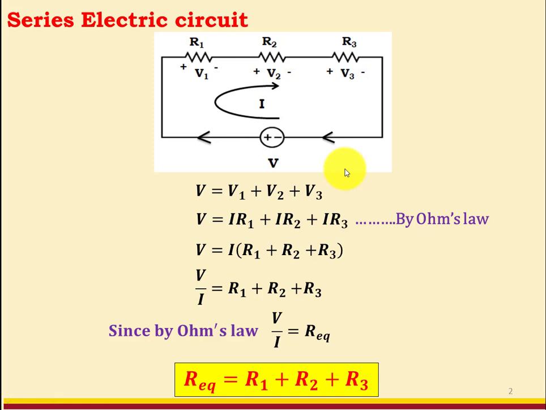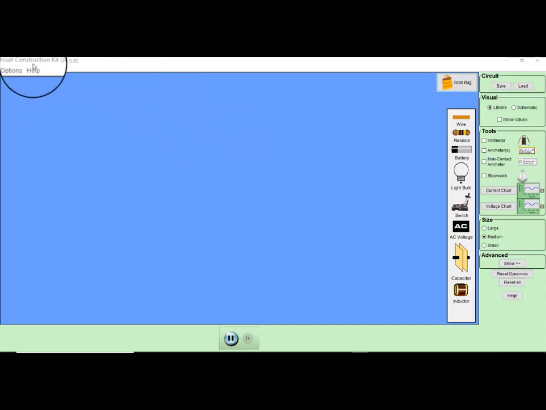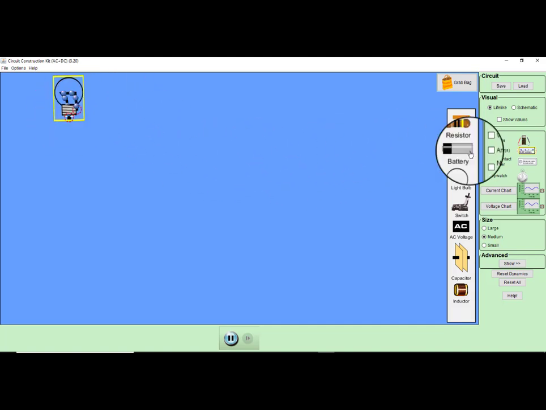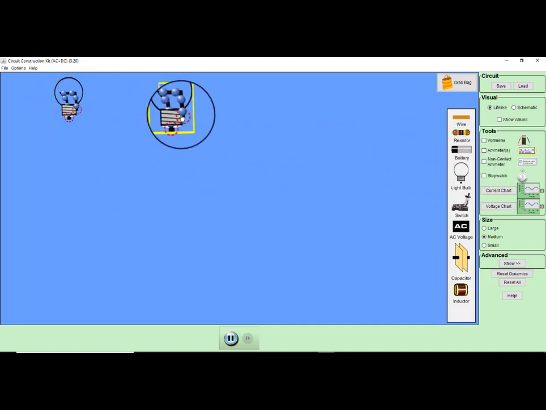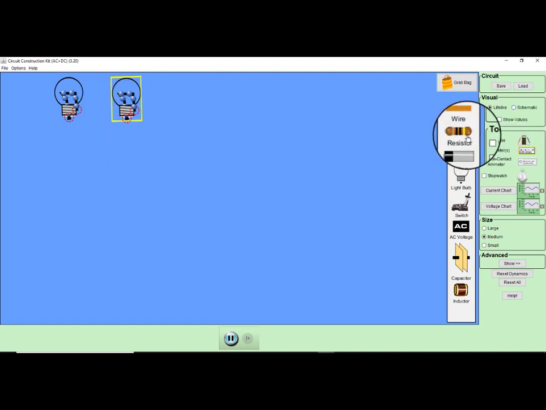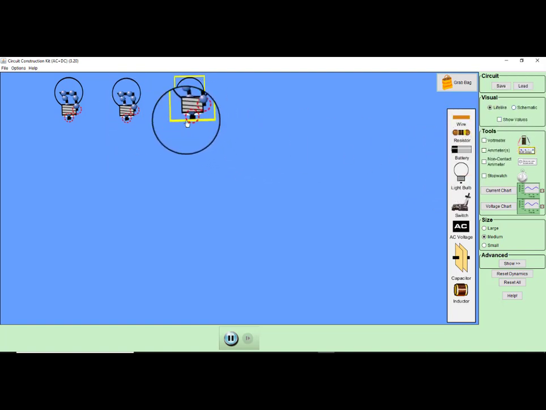Now we will study this with the help of PhET simulation. So let's go to the PhET simulation interface. Here we are using circuit construction kit AC+DC. This is a PhET simulation tool. So basically what we will do, we will connect three resistances in series. For that we can take a resistor component, or for visualization we can also take the light bulb. So just for visualization I will take light bulbs, but you can also take the resistor which is available here. Let me take three resistances.